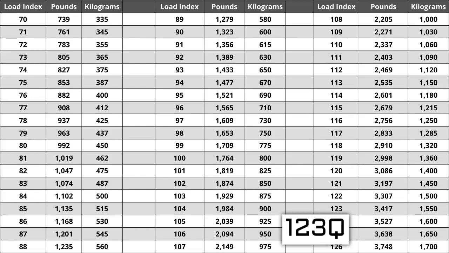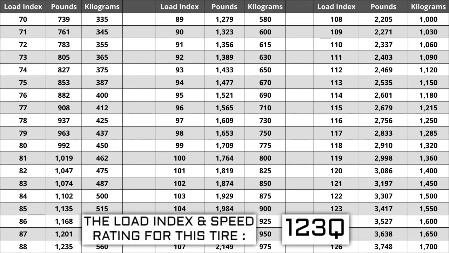The number 123 is the load index. This is the number relative to the weight capacity of the tire. The higher the number, the greater the load carrying capability of the tire. Load index ranges from 0 to 150. If you are replacing your tires, they have to be the same or higher load index, never lower.